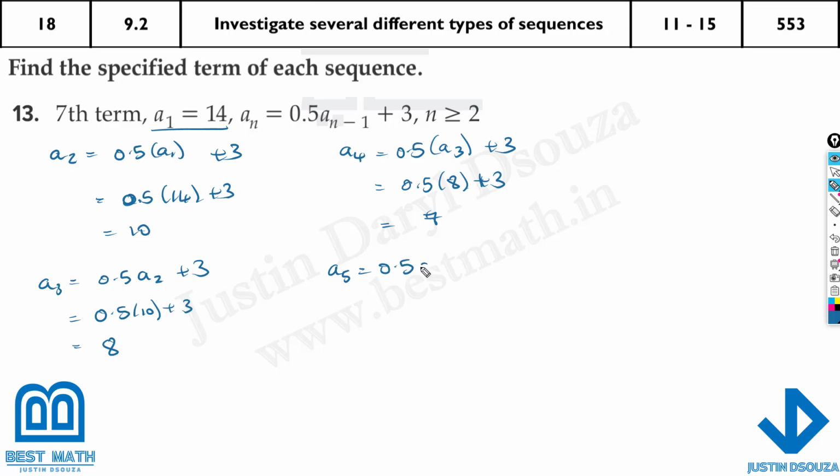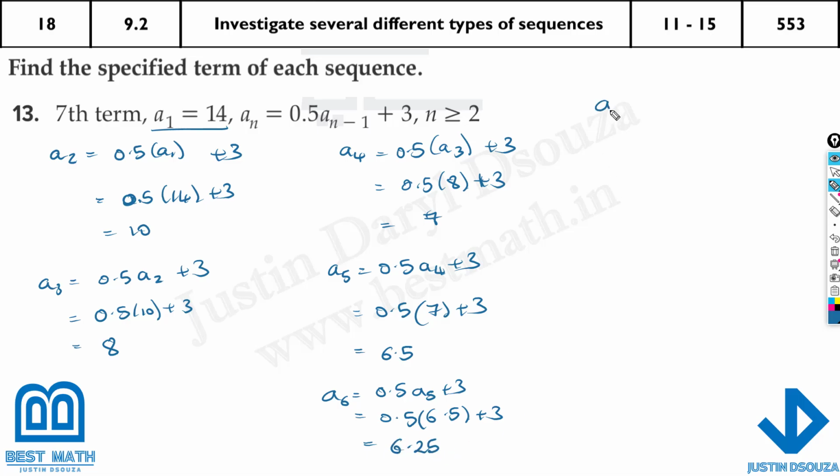So for A5, it is 0.5 A4 plus 3. So that is going to be 0.5 into the previous term, that is 7 plus 3, that is 3.5 plus 3, it's 6.5. And A6, that is 0.5 times A5 plus 3, so that is equal to 0.5 times the previous one, 6.5 plus 3, half of this is 3.25 and it's 6.25. And lastly, A7, that is going to be half of the previous term, A6 plus 3. And here we have 0.5 of 6.25 plus 3. So this is going to be 3.125 and it will be 6.125. And you can see the pattern. Next one will be 6.0625 and so on.